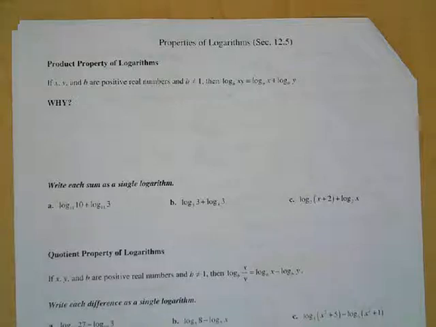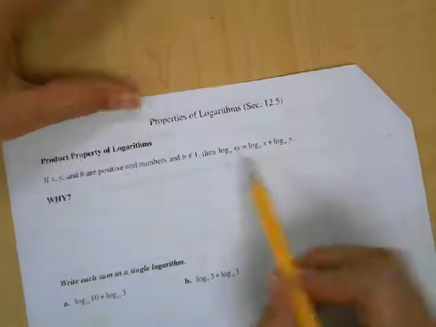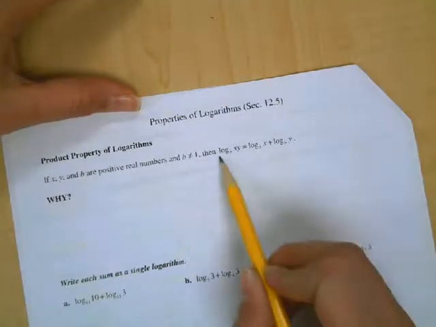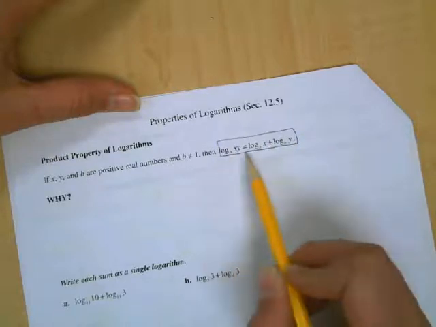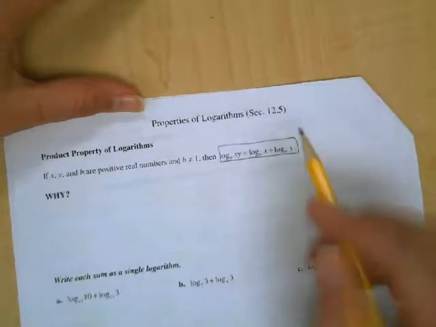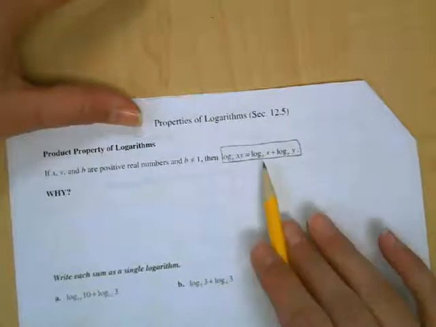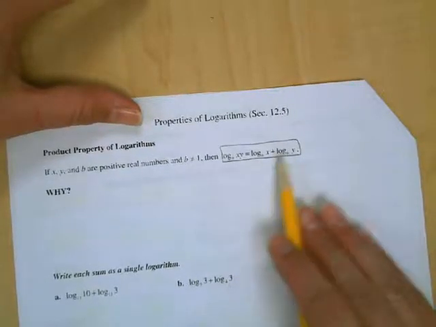Okay, so we're going to look at the properties of logarithms, starting with the product property. Now, the big part about this property that you need to know is this right here. If I have the log base b of x times y, so I'm multiplying in the argument, then that's the same thing as splitting that into the log base b of x plus the log base b of y.